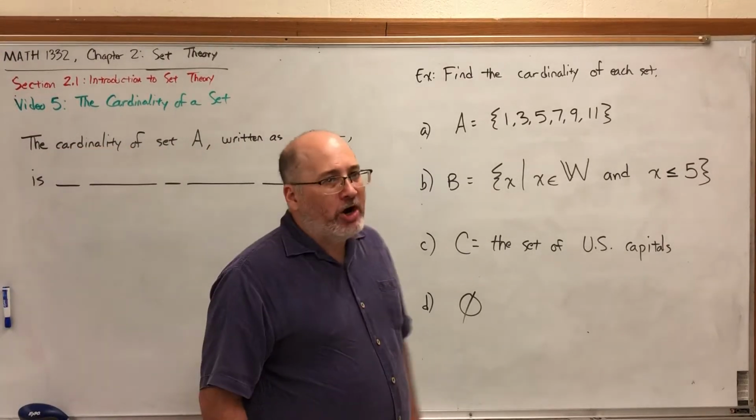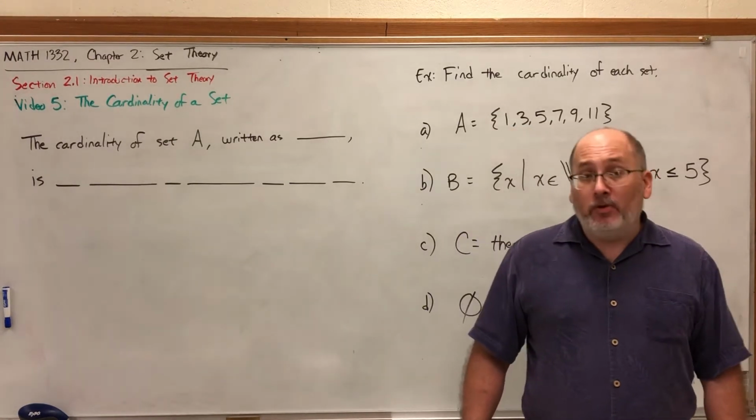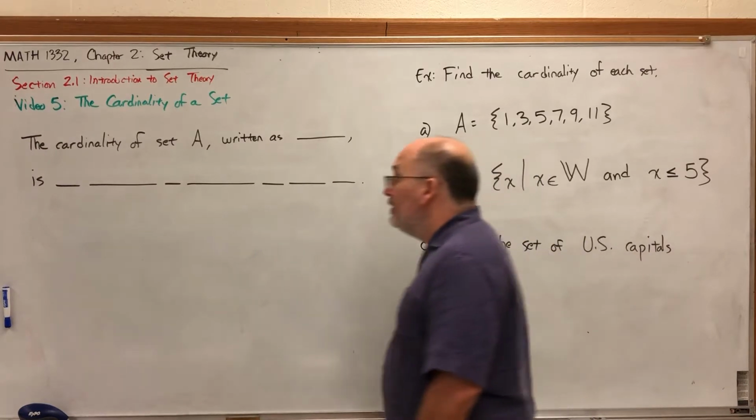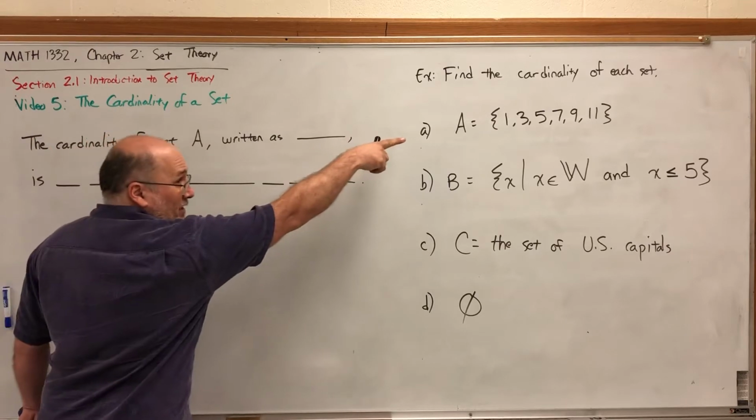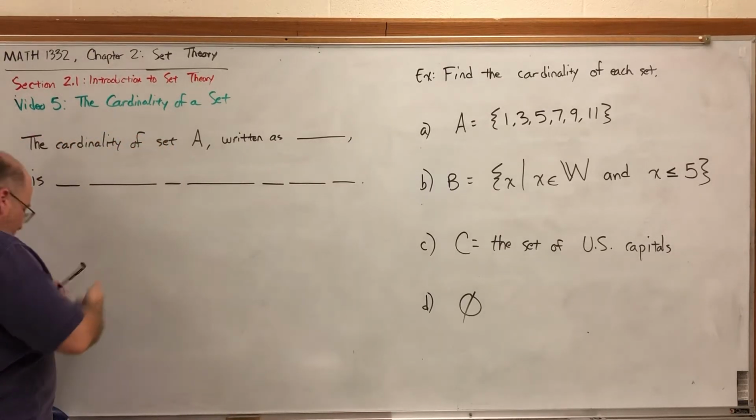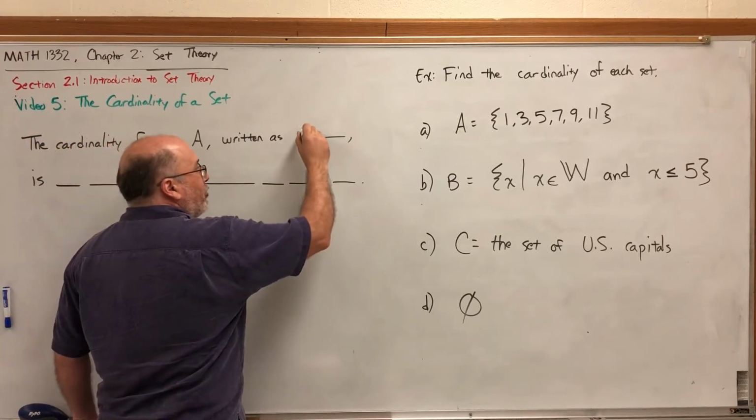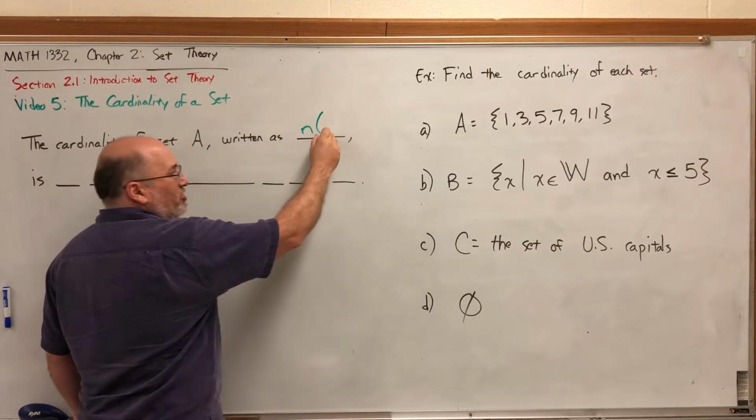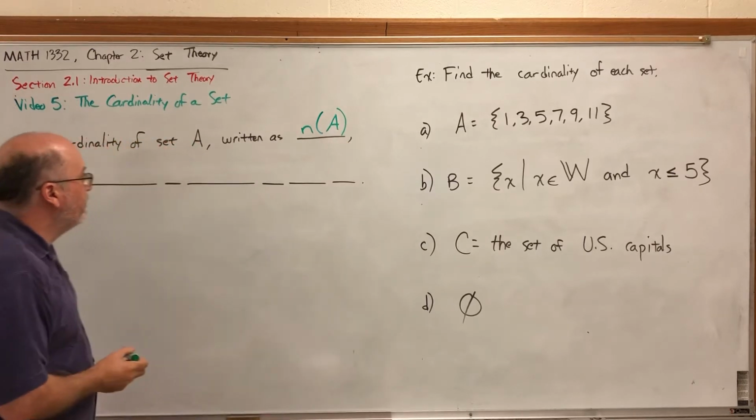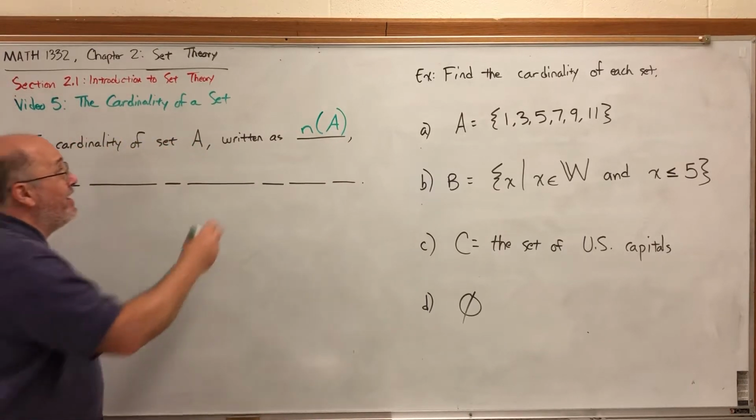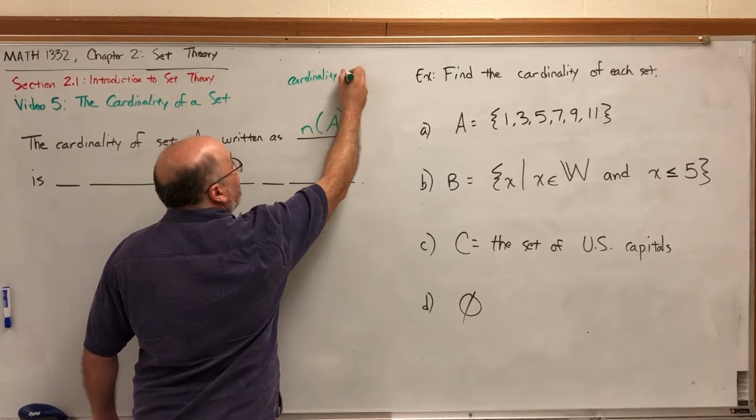Now, you may have heard the word cardinality before, and you may not have. But regardless, it's a really simple concept. The cardinality of set A, and I'm speaking generically. First off, the way you write it: you write a lowercase n, open a set of parentheses, put the name of the set inside, and close the parentheses. You read that as "cardinality of A." In fact, that's how you should read it.